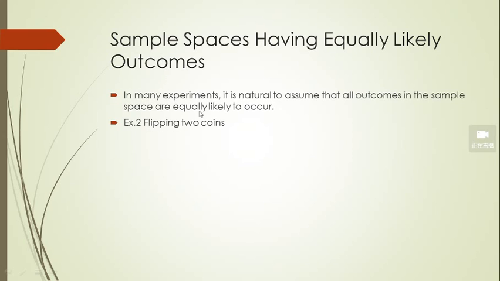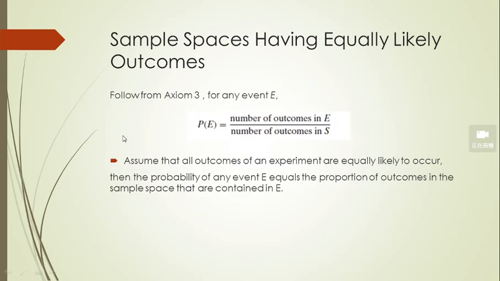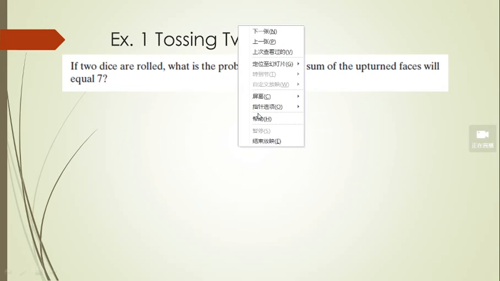In many experiments, it is natural to assume that all the outcomes in the sample space are equally likely to occur, or we can say that each outcome has the same chance to occur, right? Now let's review the example of flipping two coins.